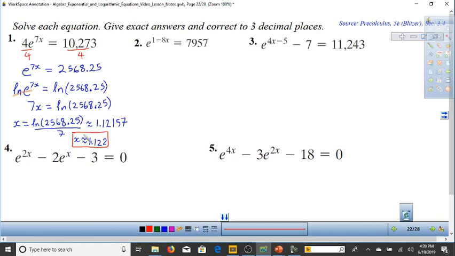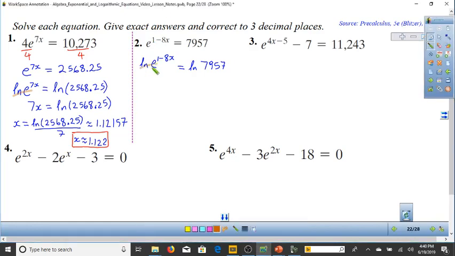With this one, similar approach. Let's just create a little divider here. We take the natural log of both sides, ln of e to the 1 minus 8x. And that gives me ln of 7957. So the ln and the e undo each other, they cancel. And we end up with 1 minus 8x is equal to ln of 7957. I can subtract 1 from both sides and then divide by -8.